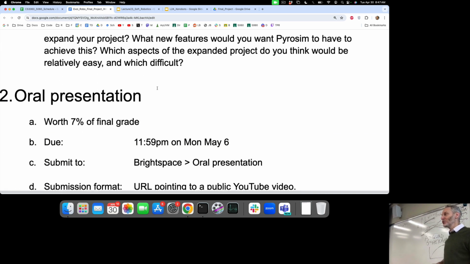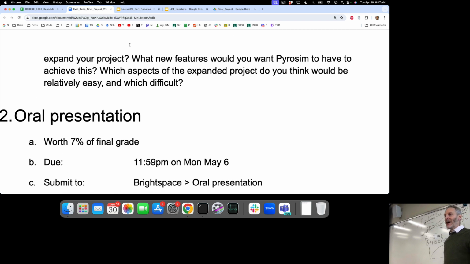What new features would you want in PyroSim to make things easier? Again, you're not using the most high-powered physics engine, so a lot of you had ideas that were difficult to embody in the physics engine you had available. What aspects of this hypothetical expanded project do you think would be relatively easy and which would be difficult? Okay. That's what we're looking for in the written report. Any questions?